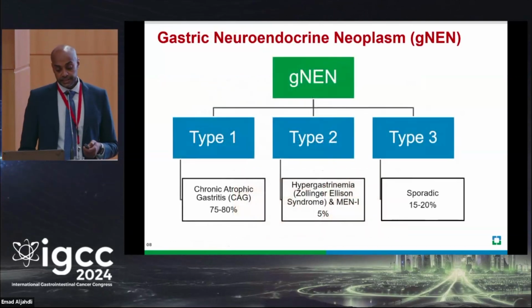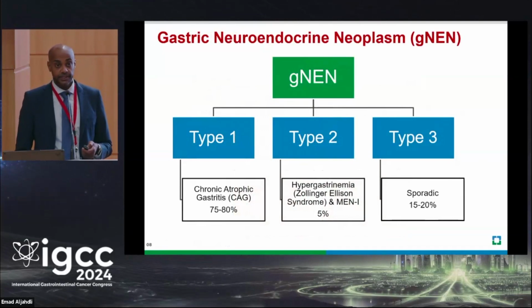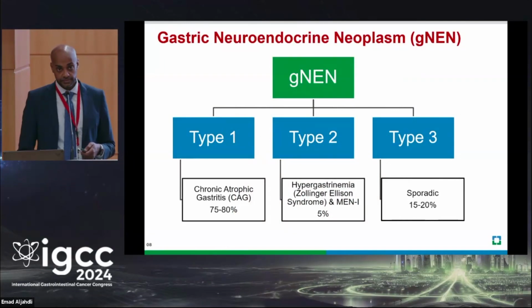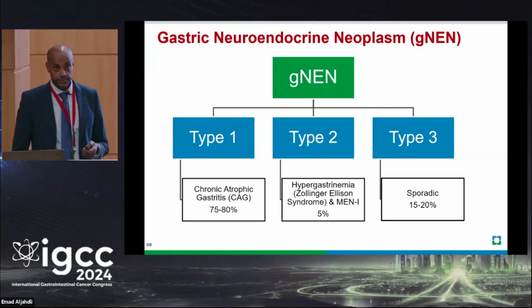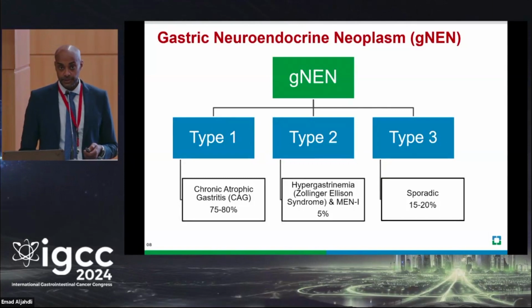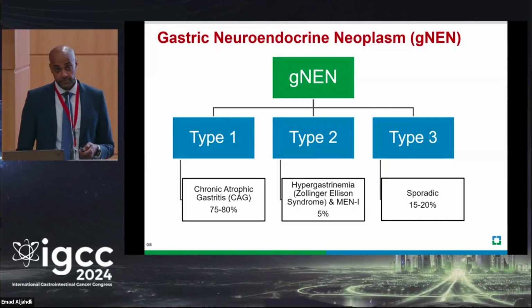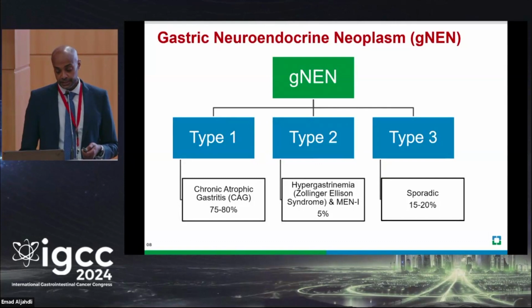So we classify them into type 1 to 3. Type 1 is associated with chronic atrophic gastritis, and these represent the majority of lesions we see, about 80%. Type 2 is associated with hypergastrinemia, which we see with Zollinger-Ellison syndrome, and also associated with type 1 MEN. These are about 5% of the neuroendocrine neoplasms, and type 3, which is the most important one, and the most aggressive one, is up to 20%.